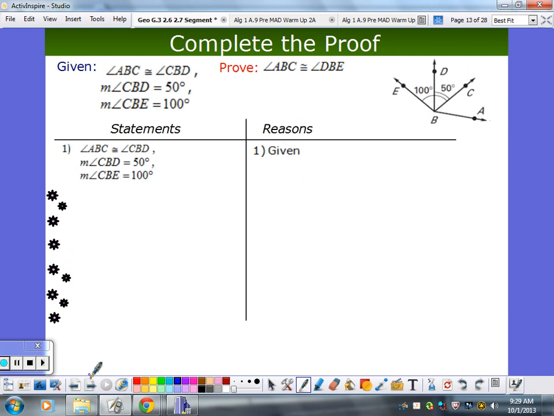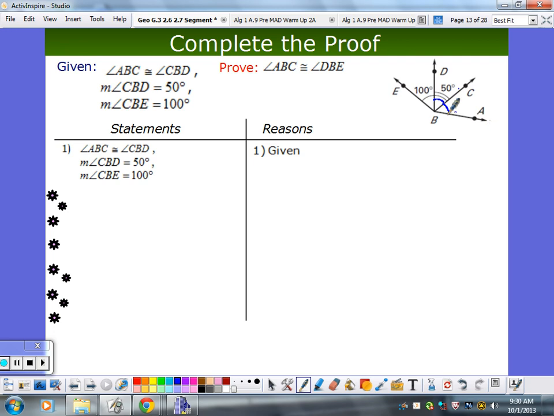Alrighty. Let's see. Angle ABC congruent to angle CBD. So where's ABC? This guy is congruent to CBD. And using the one arc on each of them says they're congruent angles. CBD is 50, so they already marked that for me. And CBE, this one, this whole big thing is 100. What am I trying to prove?